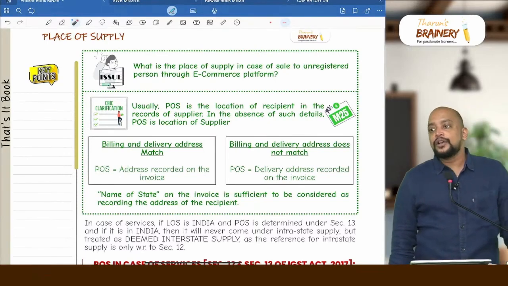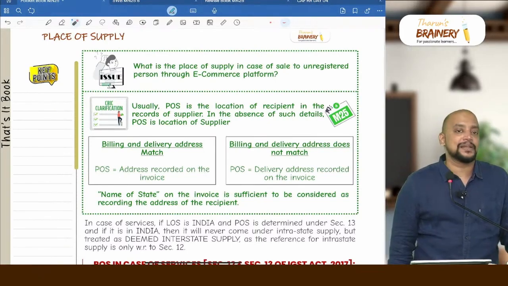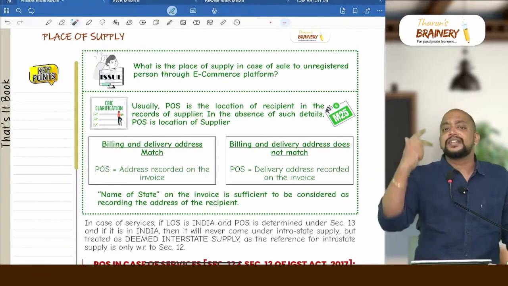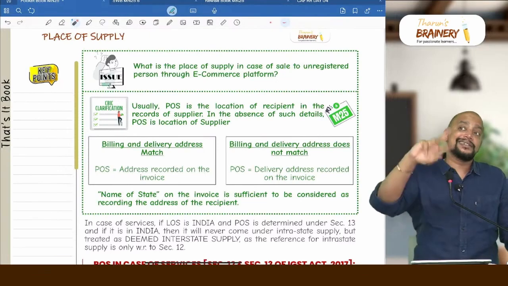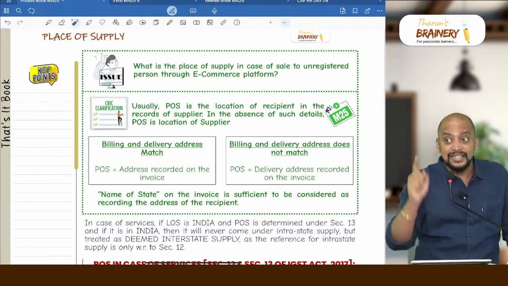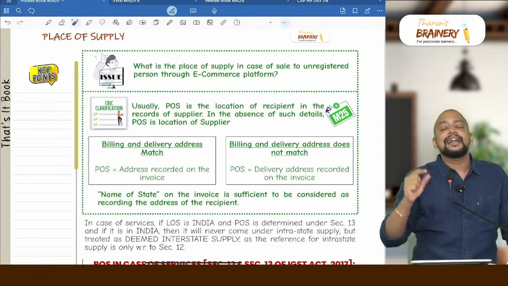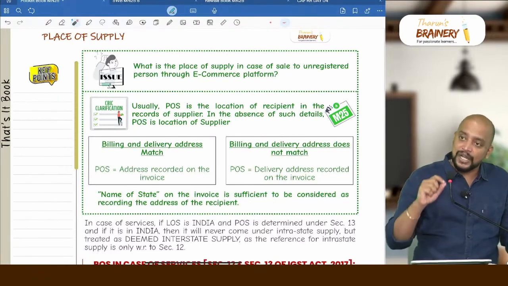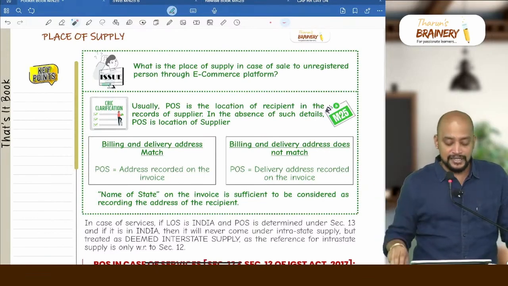So B2C, location of recipient in the records of supplier. What is the location of recipient? As there are 2 different addresses, if it is the same address, no problem. As it is a different address, we need to take the delivery address, not the billing address. Delivery address should be taken. And delivery address means we don't have the full address, just the state is sufficient to be called as the address mentioned in the records.